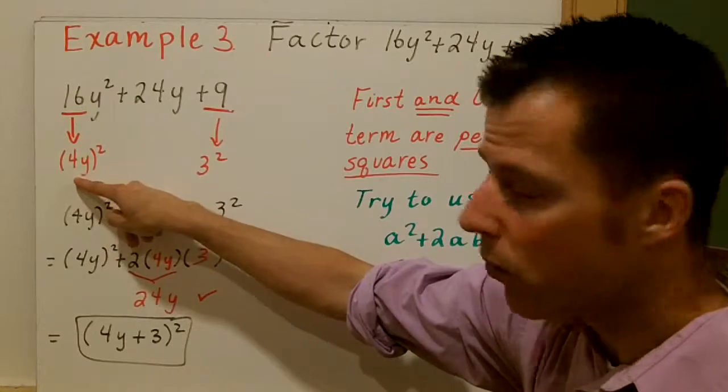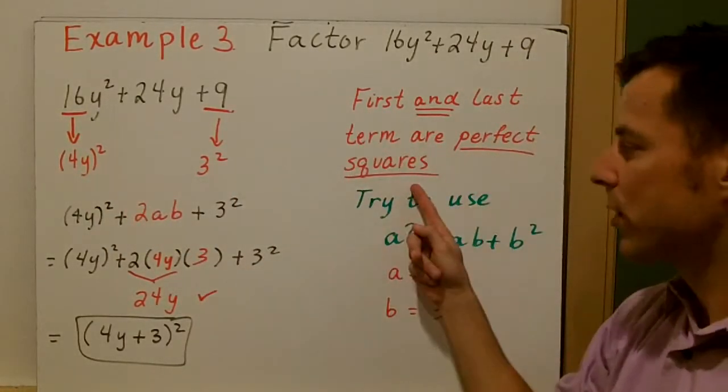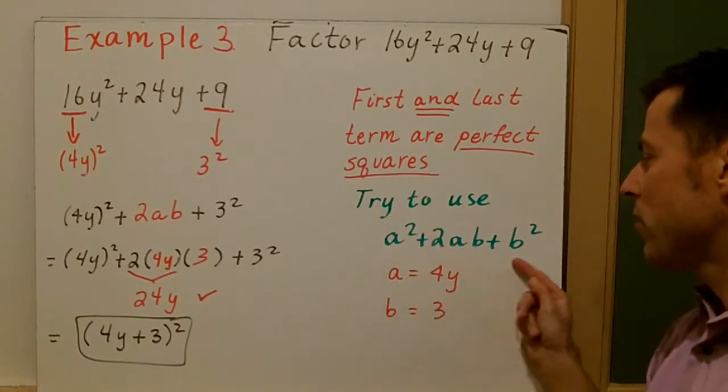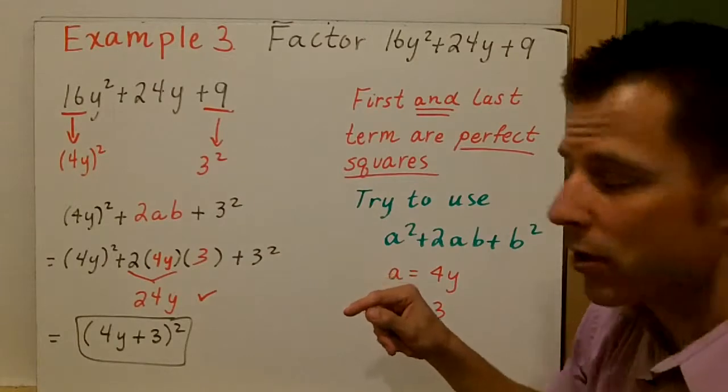16y squared is 4y raised to the second power. So the first and last terms are perfect squares. So I'm going to try to use this pattern. I'm using addition because all the terms are addition.